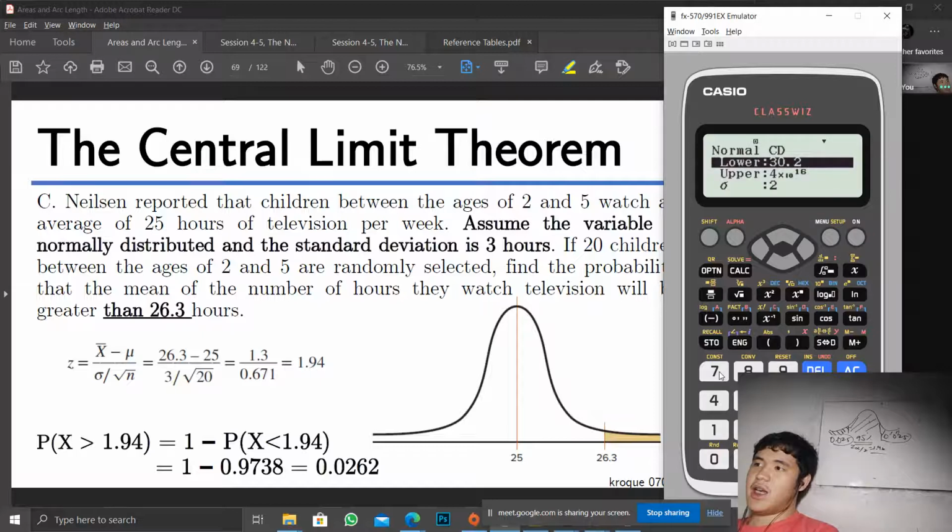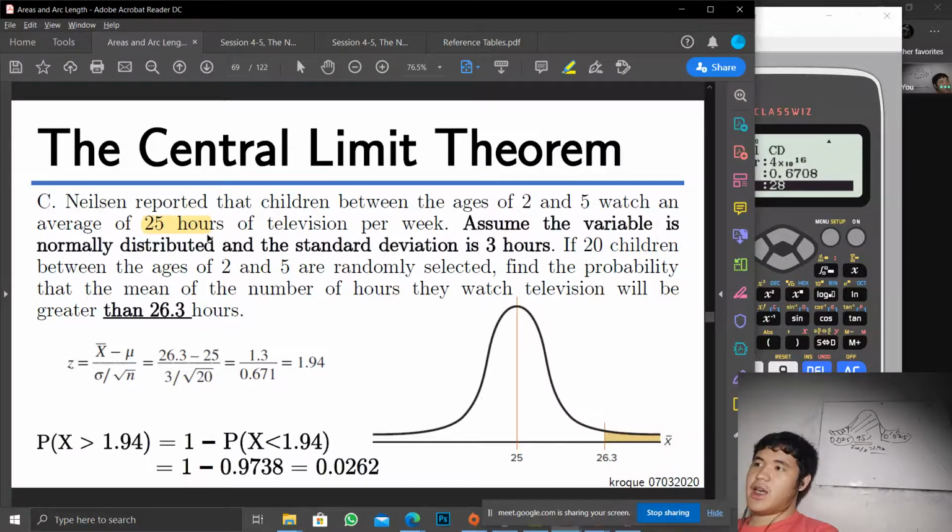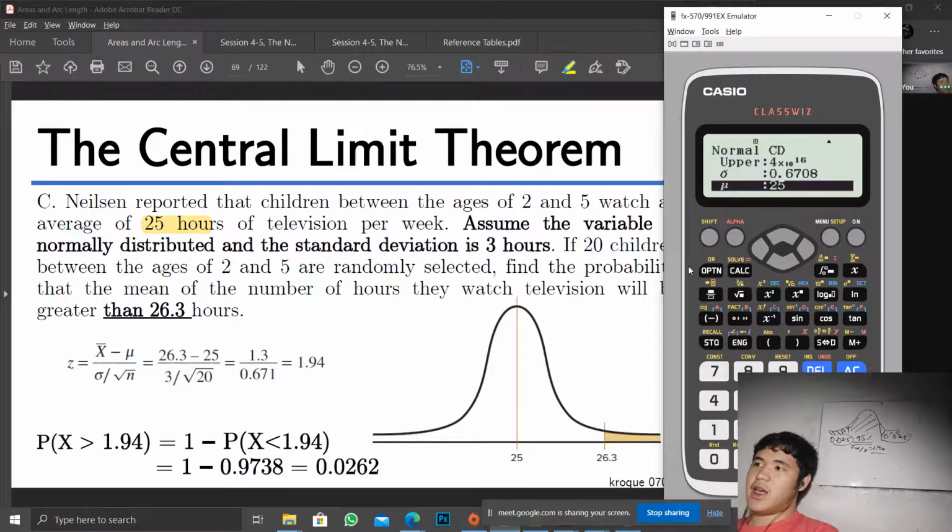Normal CD still. 26.3 lower, upper a random large number, sigma is 3 over square root of 20. Mean is 25. Getting the answer, we get 0.0263. Almost the same thing. See? The calculator is really powerful. That is how it goes with the central limit theorem.